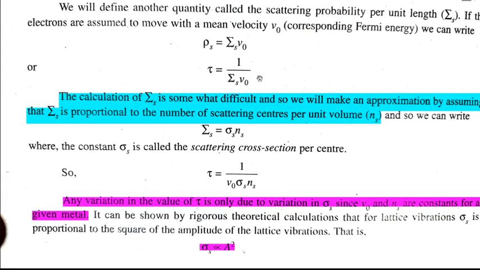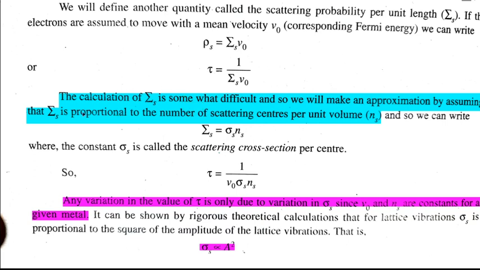So anyway, ultimately I get the scattering probability per unit length given as proportional to ns. What is ns? It is the number of scattering centers per unit volume. So as I highlighted here, the calculation of sigma s, the scattering probability per unit length, is very difficult to figure out, and therefore it needs to be approximated. So where will scattering be highest? Where the volume is highest, right.